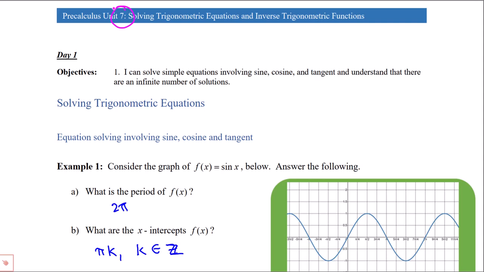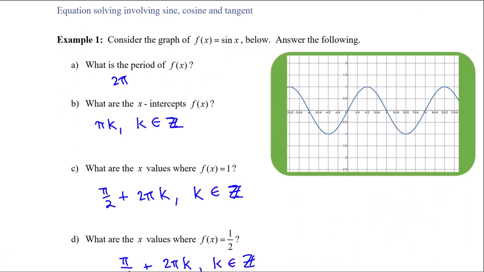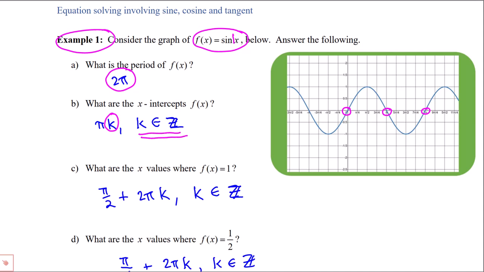So this is Unit 7, Day 1. And here, in example 1, we have here the sine graph, which we've done before. And we know from previous experience that the period is 2 pi. In general, it's 2 pi over b, but b is 1, so it's 2 pi over 1, just 2 pi. The x-intercepts are at 0, at pi, 2 pi, 3 pi, 4 pi. So it's a variable pi, but the variable has to be an integer.